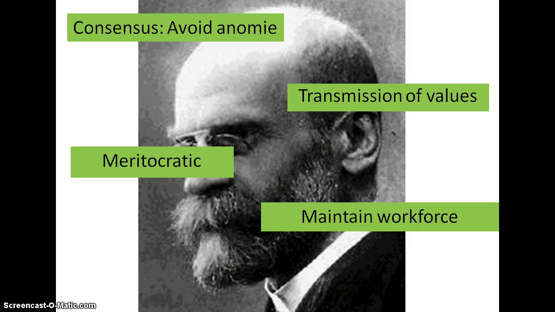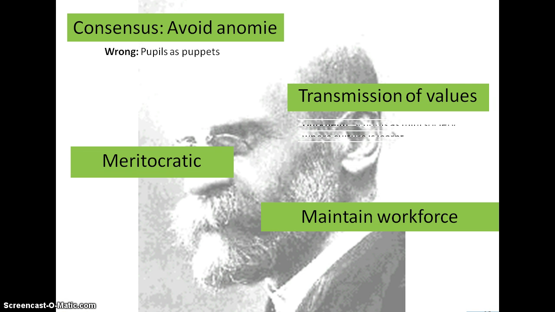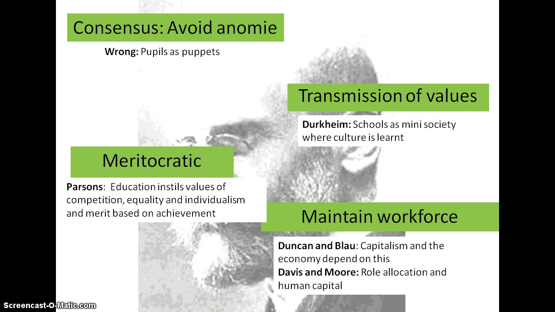If we don't educate, we're not going to have skilled workers, and we won't be able to have a successful society or economy. And the studies that we looked at that are linked in with these things are about to appear. So Wrong said pupils were puppets. We make sure that everyone maintains consensus so we don't get anomie. And then Durkheim said that schools are like mini societies where we learn culture, we transmit our values. Parsons said education is meritocratic, instilling competition, equality, individualism, and merit-based achievement.